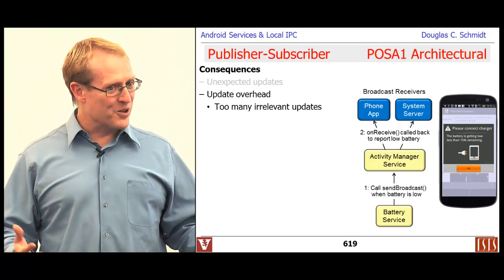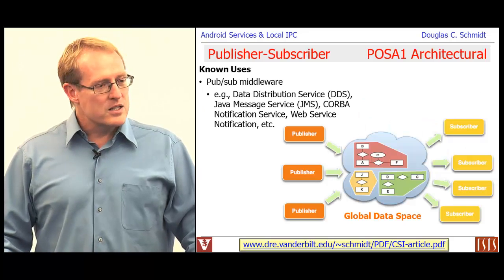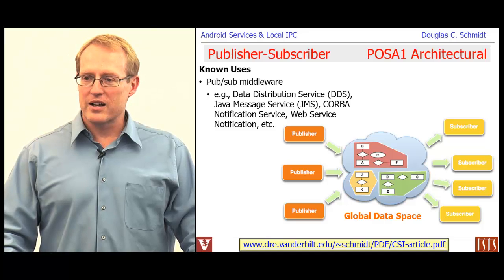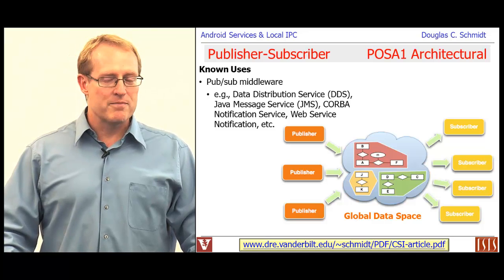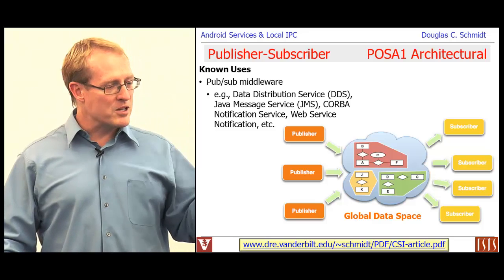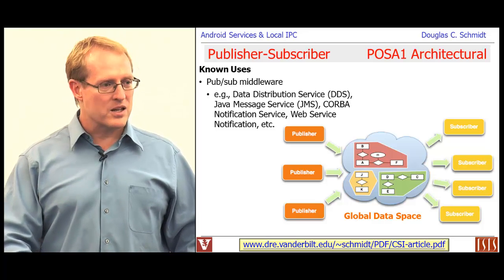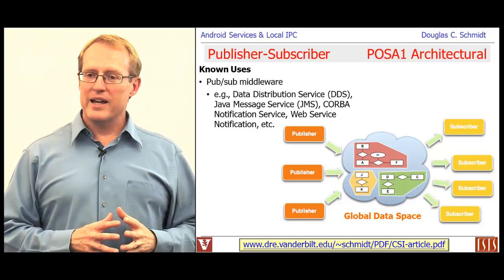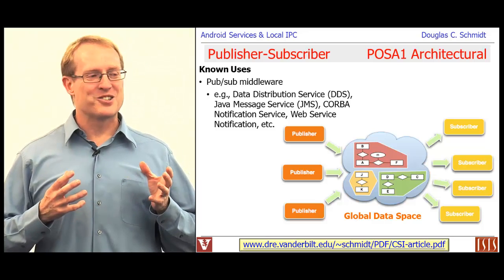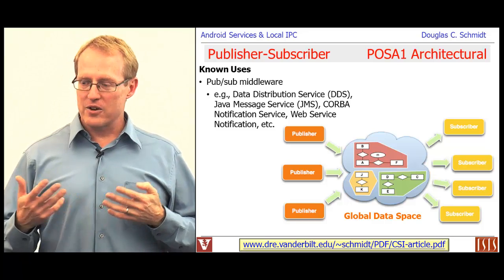So if you're not careful, you can end up with lots of extra data that you don't really want. Some good examples of known uses: pub/sub middleware uses this pattern galore. Things like web services notification, data distribution service, Java messaging service, the Corba notification service, all kinds of things in that space do this pattern. And the more sophisticated ones really go off the deep end in terms of having sophisticated support for quality of service and other capabilities.